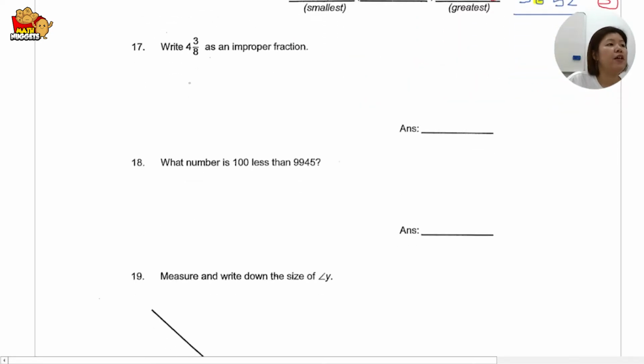Okay, how to find improper fraction changing from mixed number. So please remember, it's always denominator times whole number and plus the numerator. So it's 8 times 4 equals to 32, and 32 plus 3, which will give you 35.